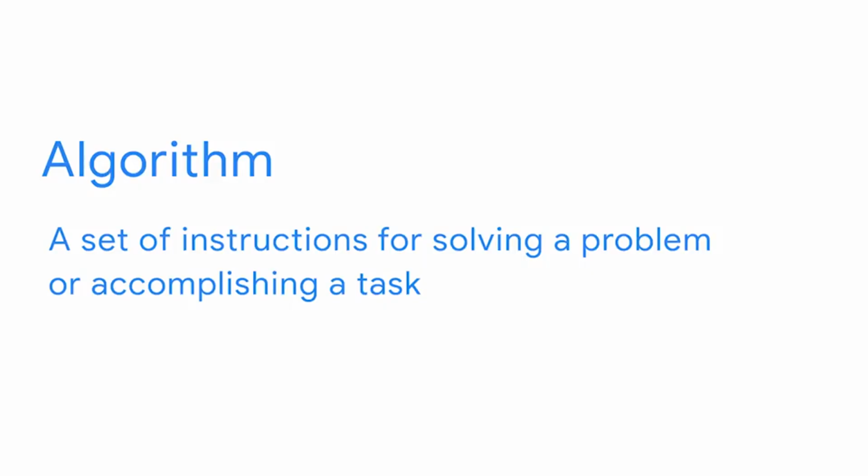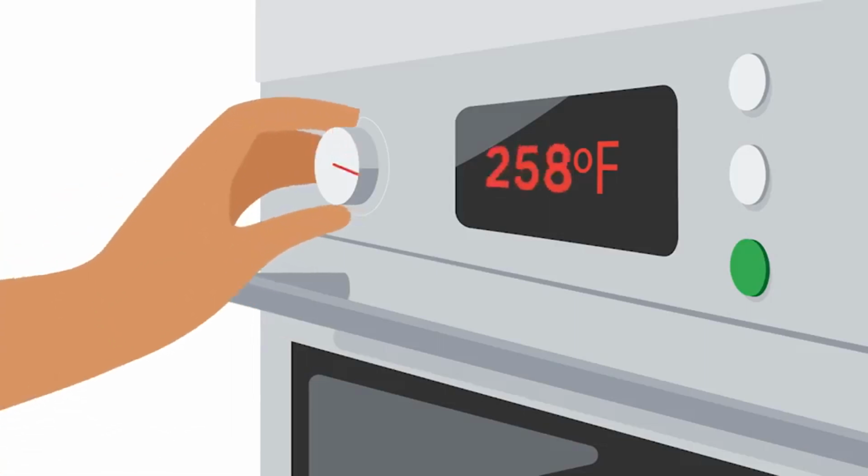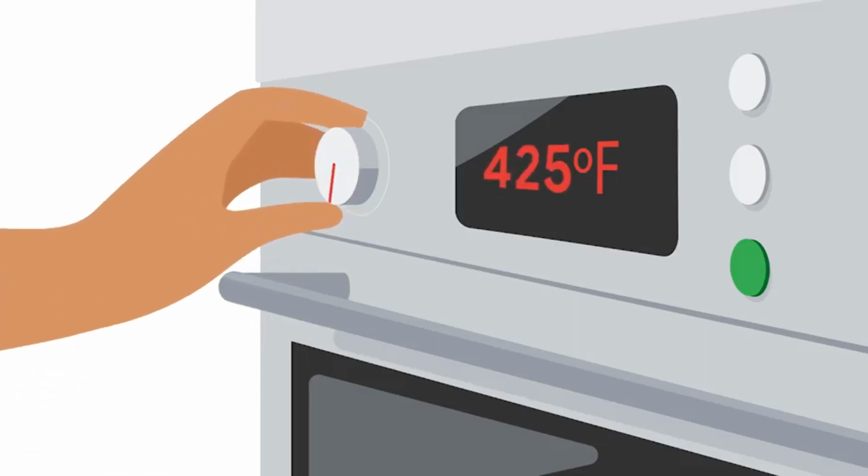Let's begin with algorithms, which will help you learn to think like a programmer and translate instructions into Python code. In programming languages, an algorithm is a set of instructions for solving a problem or accomplishing a task. One everyday example of an algorithm is a recipe consisting of specific instructions for baking bread. First, you preheat the oven to 425 degrees Fahrenheit.